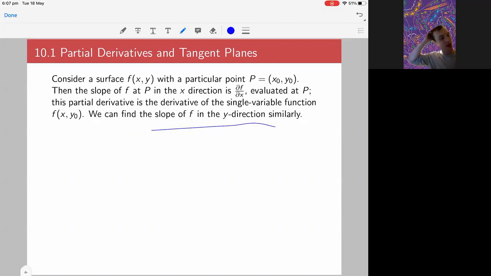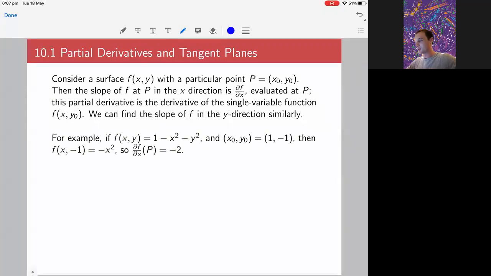So it's handy, I think, to go through an example of what this actually means, and hopefully we can visualize it. So for the sake of argument, let's just suppose we're dealing with a function f of x, y equals 1 minus x squared minus y squared. And let's suppose that we're dealing with the point (1, -1). So x0 is 1 and y0 is -1. We're interested in taking partial derivatives. So to do that at the point (1, -1), well, to take the derivative in x, we fix y0 at -1. Why would we do that?